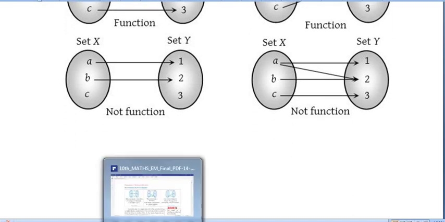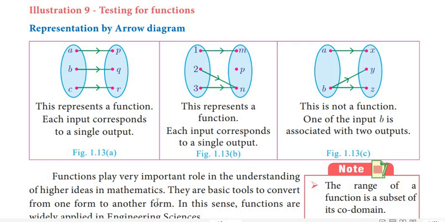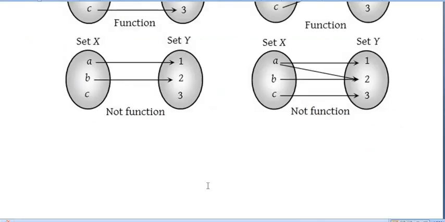Now from our book we can see the same pictures, with sets A, B, C and P, Q, R. This represents a function, because each input corresponds to a single output. Here also, each input corresponds to a single output. An output may have two inputs, but each input corresponds to a single output, so that is a function. But here this is not a function, because one of the inputs, B, is associated with 2 outputs. I hope you understand.